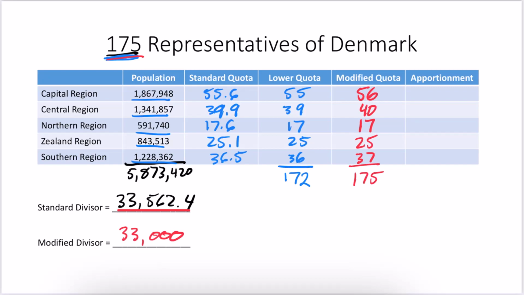So the strategy is basically you modify the divisor until your lower quotas add up perfectly to the number of representatives you want to apportion. And you might have to try it a couple times, like you saw in this example. My first modification was too much. And so I had to change my modified divisor so it was a little bit closer to the original divisor in order to get my results.